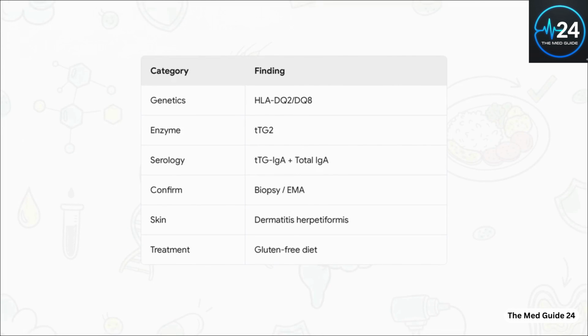Here's your ultimate high-yield board essentials cheat sheet. Seriously, take a mental screenshot of this synthesis, because these facts are virtually guaranteed to show up on your test. Remember, 1 peptide, 1 genotype, 1 flattened villous. You need HLA-DQ2 or DQ8. You need tissue transglutaminase 2 doing the deamidation. You screen with tTG-IgA paired with total IgA, and you confirm with a biopsy or EMA. Look out for dermatitis herpetiformis and treat with a strict, lifelong gluten-free diet.